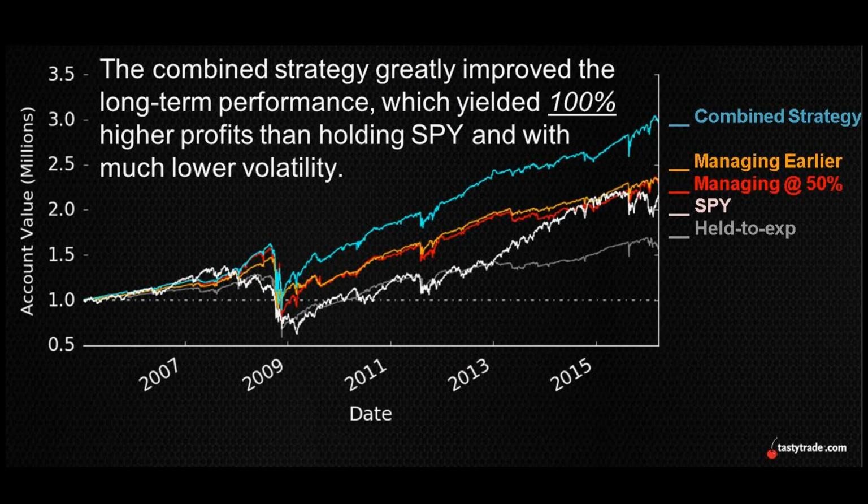This is another graph from Tasty Trade. As we can see, if we manage earlier, which is at 21 days, or manage at 50%, those are basically equal, and both will beat the S&P 500. But if we combine these strategies, then we beat it by quite a lot.